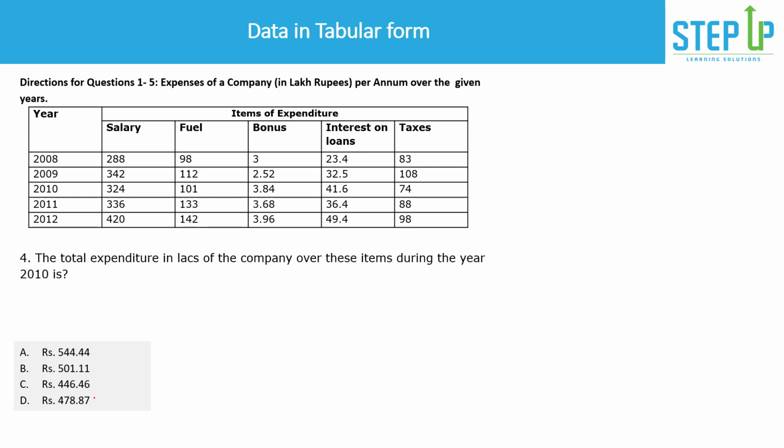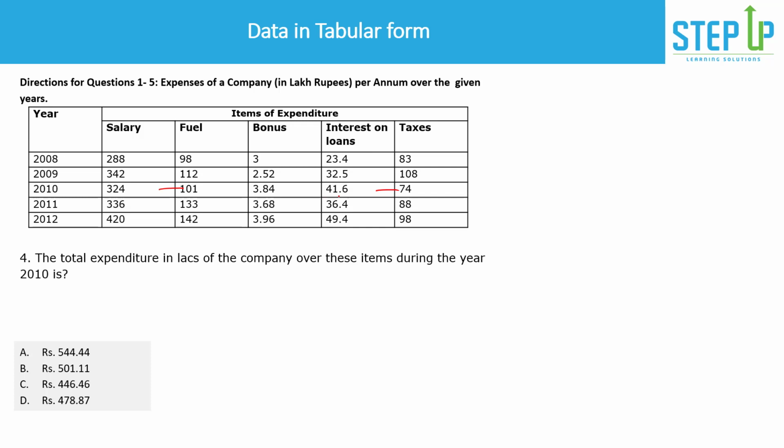Next question. The total expenditure in lakhs of a company over these items during the year 2010 is how much? So they're saying this, and you have the options also, and the options are far away. So in 2010, how will we do this? This is 425, right? So according to my cell, 425, and let's say this is 100, so 525.